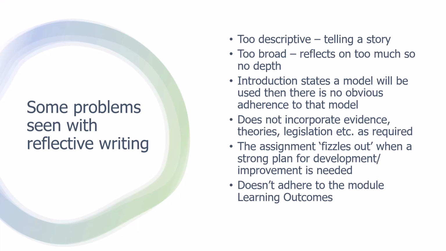Now, this list here shows some problems that are often seen with reflective writing. It can be too descriptive, sort of telling a story but not explaining why that story occurred as it did. Or it might be too broad. There might be lots of different issues and it's trying to cover all of them. Actually, it would be better to say, well, there were a lot of issues in this situation, but this reflection is going to focus on one or maybe two of them. Sometimes a model is stated in the introduction. Well, this reflection is going to use the Driscoll model, but then there is no obvious relation to that model, no structure, no headings according to that model.